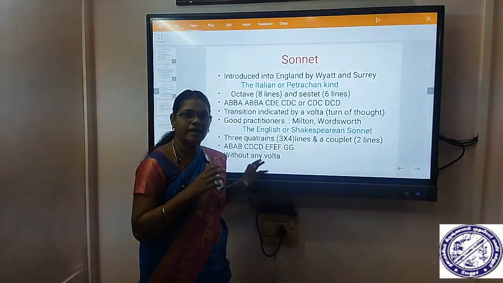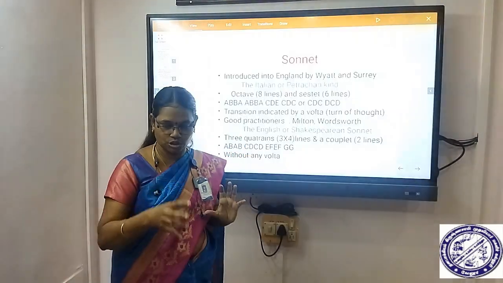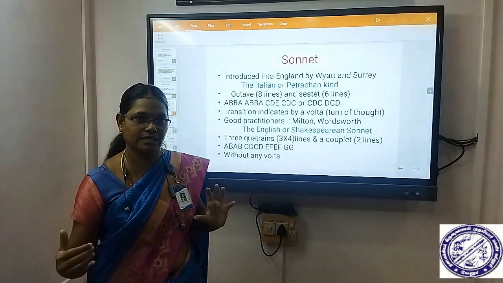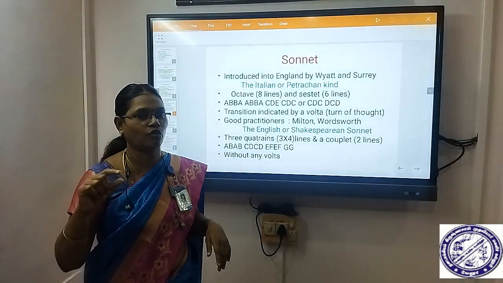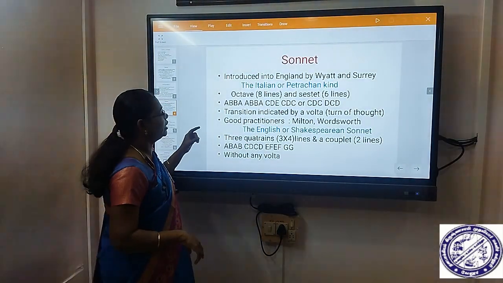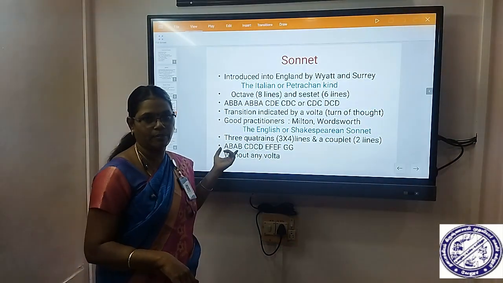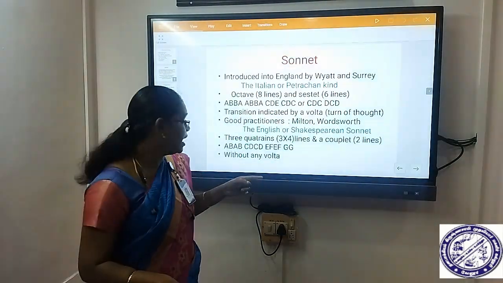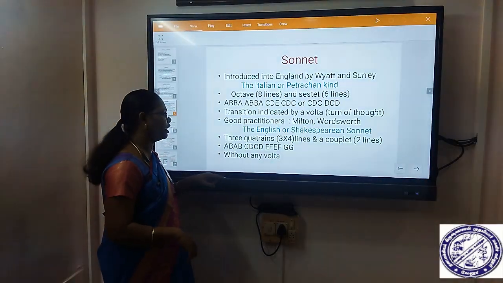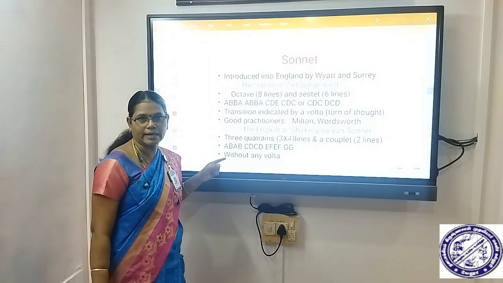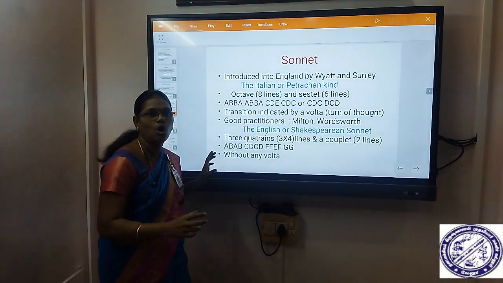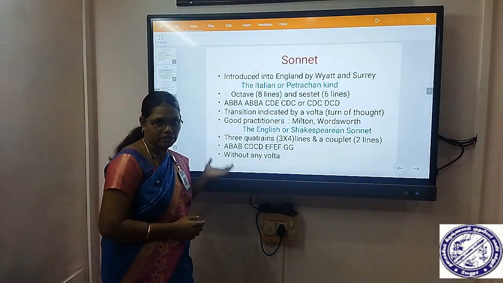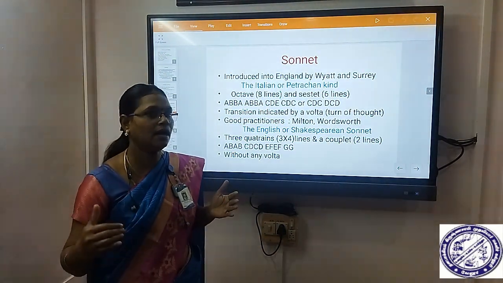Usually in the octave, the author asks the question. In the end, in the sestet, he answers the question. Usually the sonnet is in 14 lines, and good practitioners of this type of poetry are Milton and Wordsworth. Next we'll see the Shakespearean sonnet. I already told you it contains 3 quatrains and an ending couplet. In this sonnet there is no volta between the stanzas. It is arranged as quatrains.